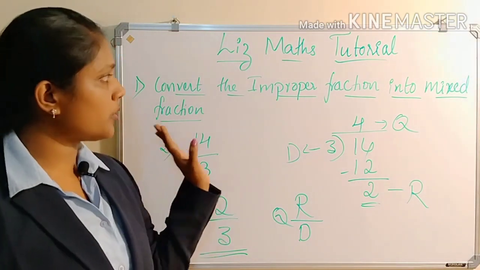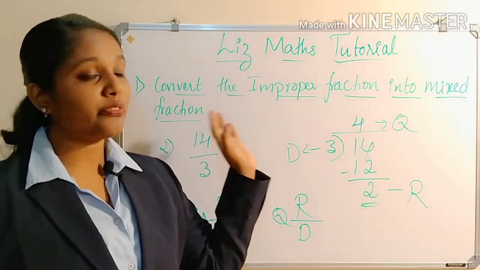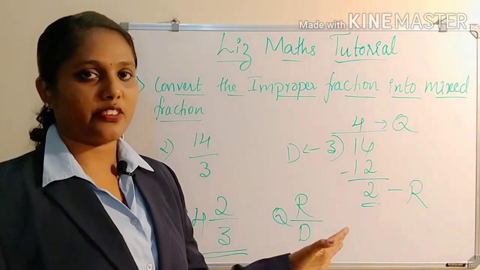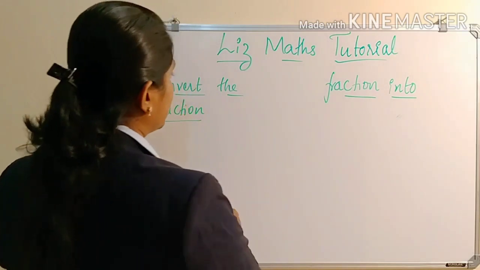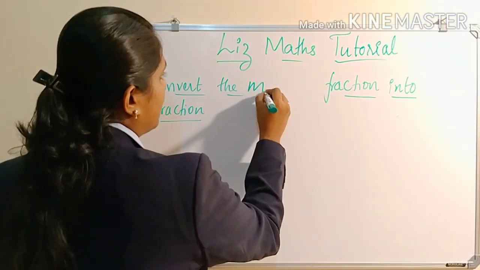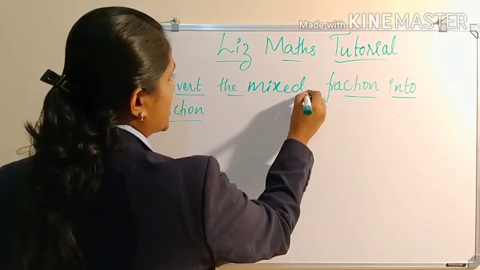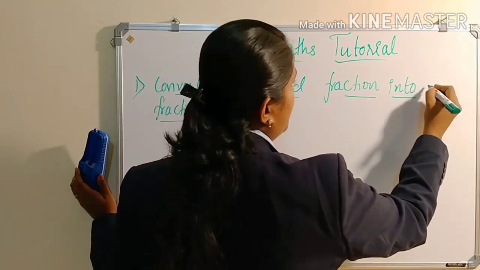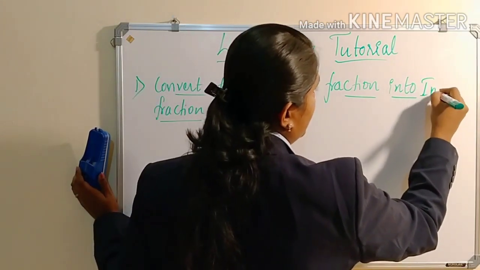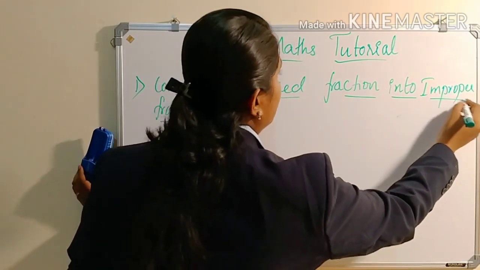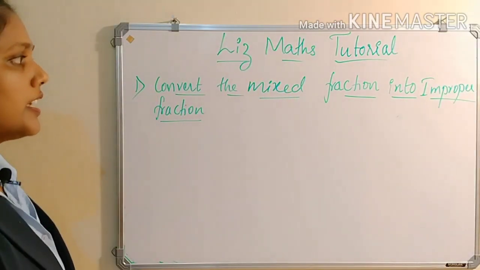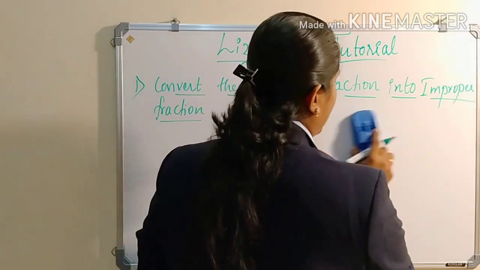So I hope you understood how to convert an improper fraction into a mixed fraction. Got it? Okay. Convert the mixed fraction into improper fraction. See here, why do we have to convert?